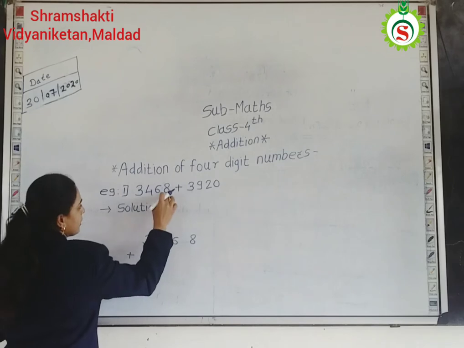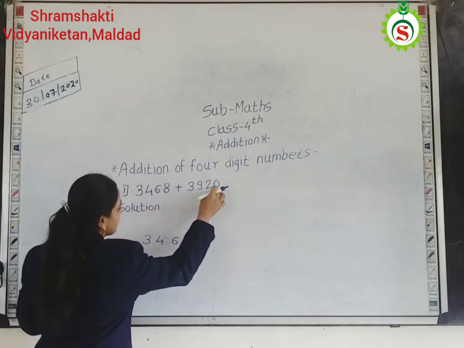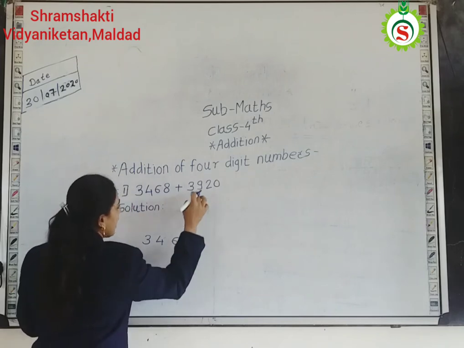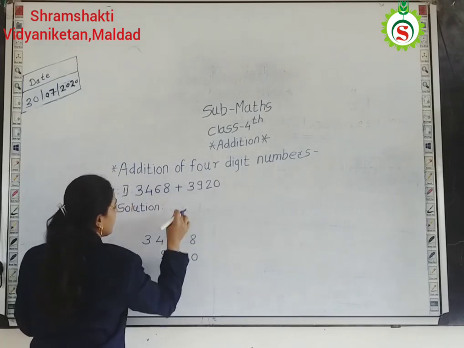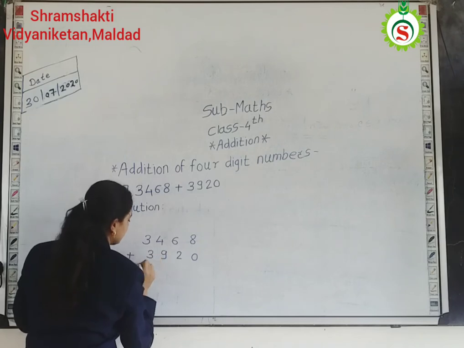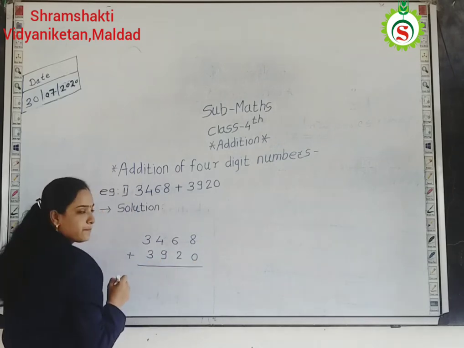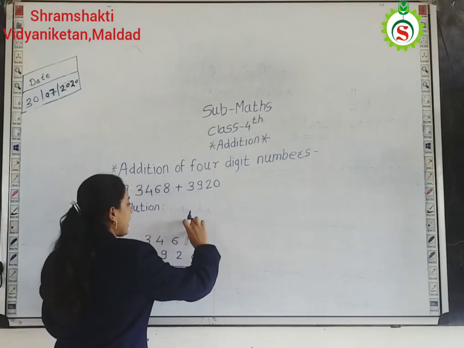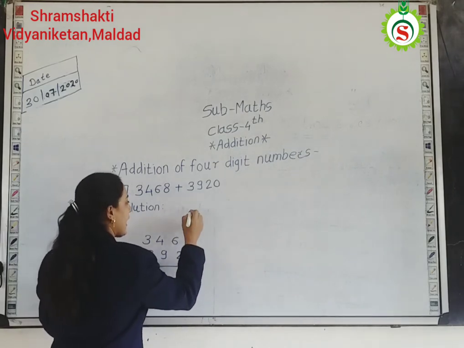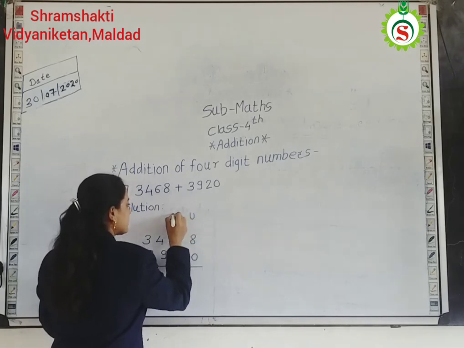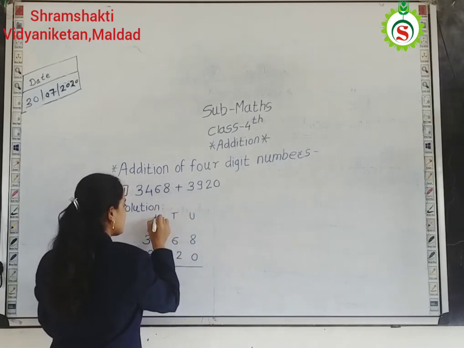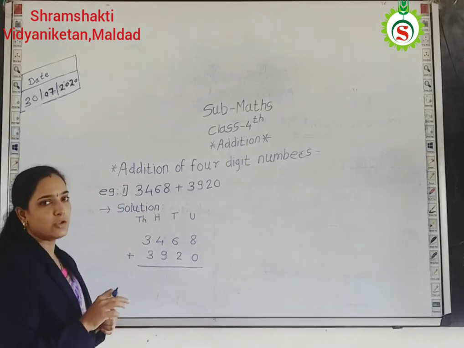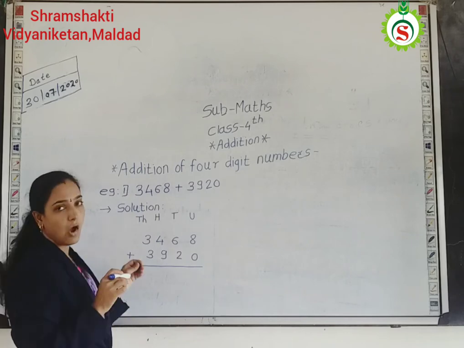3468 plus, and below it, in the units place write 0, tens 2, hundreds 9, and thousands 3. Now solve this example, but take some space here and write the places: units, tens, hundreds, thousands. Students, as per your wish, you can make blocks.